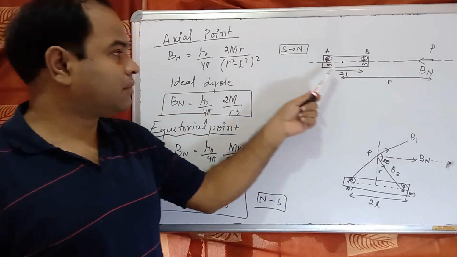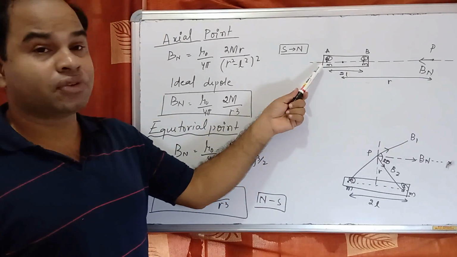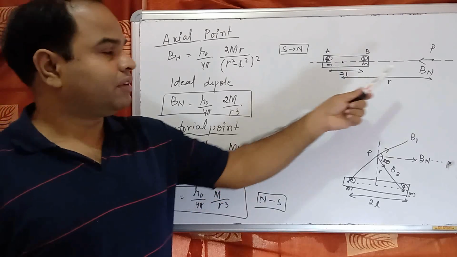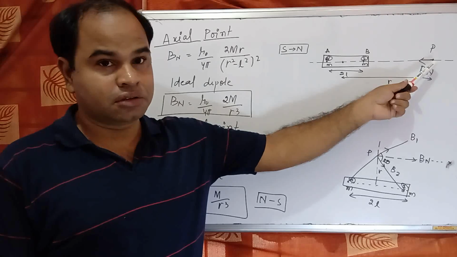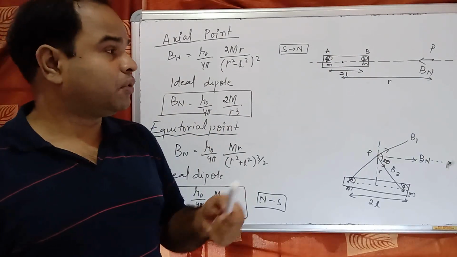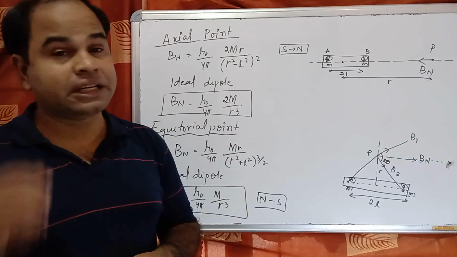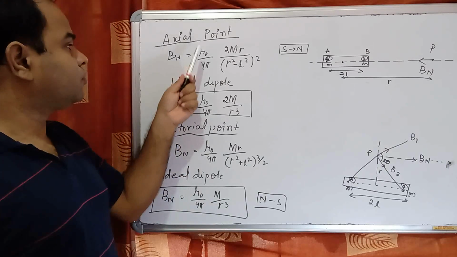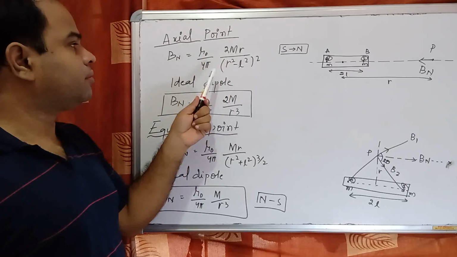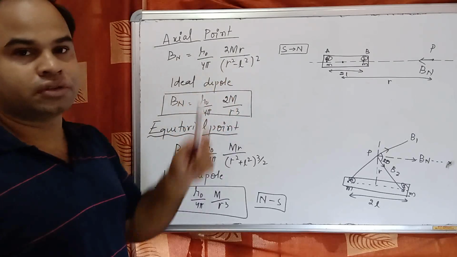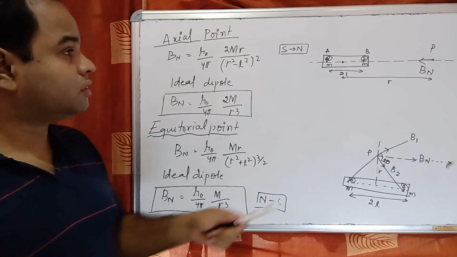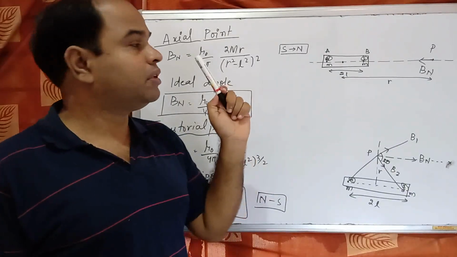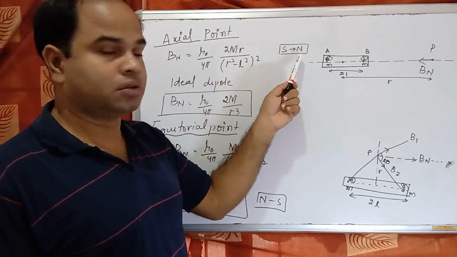So we have taken a bar magnet and, at distance r from the center of the bar magnet, we have taken a point on the axial line. At point B the magnitude of magnetic field due to the bar magnet was B net equal to mu naught by 4 pi, 2 m r divided by (r square minus l square) whole square, and the direction was from south to north.